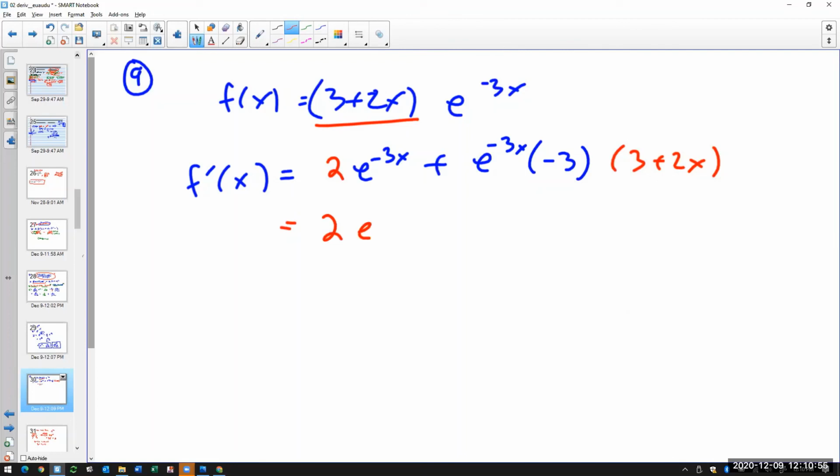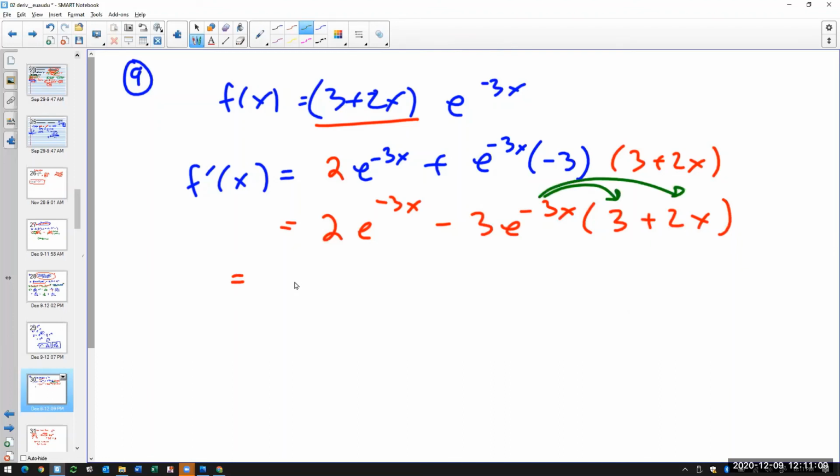Let me go ahead and reduce this. This is 2e to the negative 3x minus 3e to the negative 3x times 3 plus 2x. I don't know if this will help, but I'm going to go ahead and distribute this, because I have to take the derivative again. So if I distribute this, I get minus 9e to the negative 3x minus 6x e to the negative 3x. You guys with me so far? Let's do, wait, where did this x come from? Oh, it should be negative 3x up here. Okay, everybody good so far? Is there anything that I can combine here, make things a little bit easier?